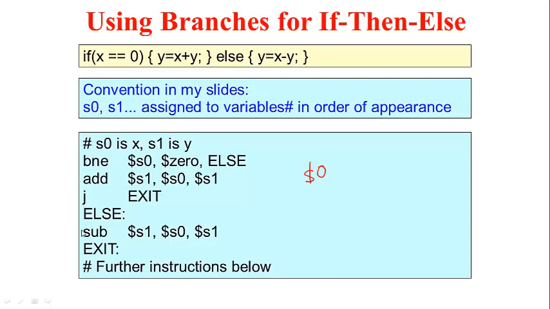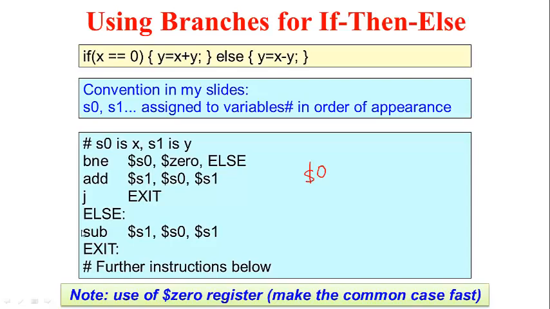Here is a thought exercise for you. Why is there a special register which is always fixed to the value 0? The answer lies in the design principle of making the common case fast. It turns out that comparison with 0 is very common in higher level language statements, so there is special support for that in MIPS assembly language. And that is why we have a special register which is always fixed to the value 0.